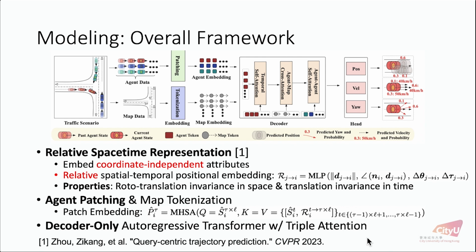Here is an overview of our modeling framework. We adopt relative spacetime representation to equip the model with roto-translation invariance in space and translation invariance in time. Under this representation, we embed coordinate-independent attributes for agents and map elements, then utilize relative spatial-temporal positional embedding to effectively maintain the spatial-temporal relationships. On top of this, we conduct a patching operation for agent states and tokenize the map elements, feeding the agent and map embeddings into a decoder-only transformer that operates at the patch level.